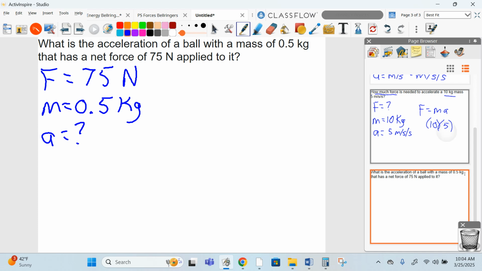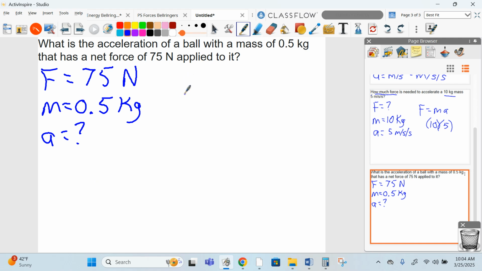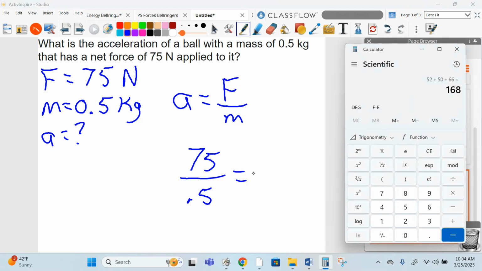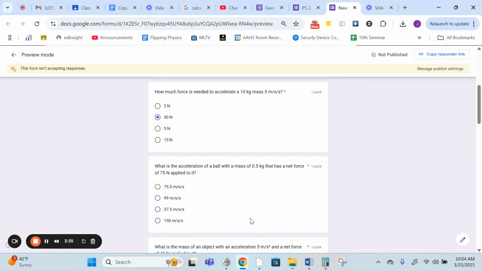If I want to find the acceleration, I want to use the version that has acceleration by itself. I want to take the force, and I want to divide by the mass. So a equals F divided by m, which is 75 divided by 0.5. And when I do this, 75 divided by 0.5, that's going to give me 150 meters per second squared. And as I take a look here at the form, all right, I had one of those as my answer.